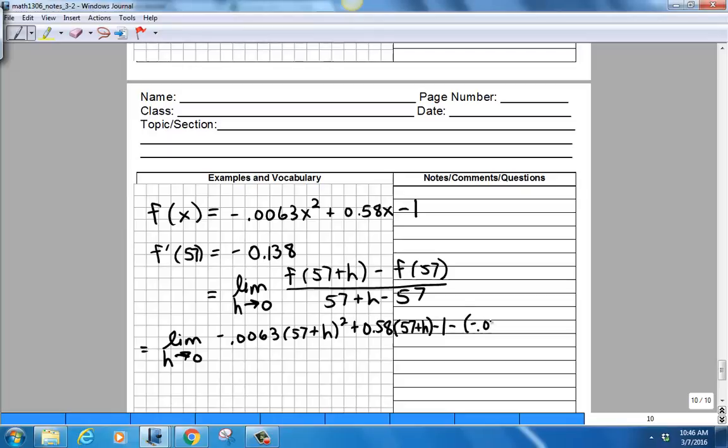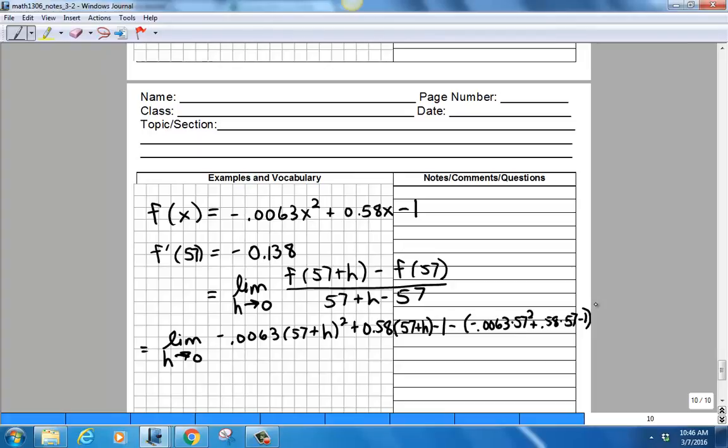That's minus 0.0063 times 57 squared plus 0.58 times 57, and then minus 1. Ooh, I could barely fit that in there. All right. Can y'all see that? Did I do that right? So minus 0.0063 times 57 squared plus 0.58 times the 57, and then the minus 1. Remember, you're subtracting off all of that because all of that is f of 57.